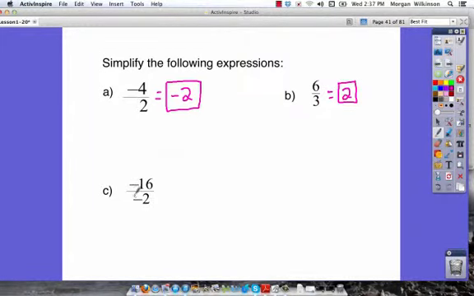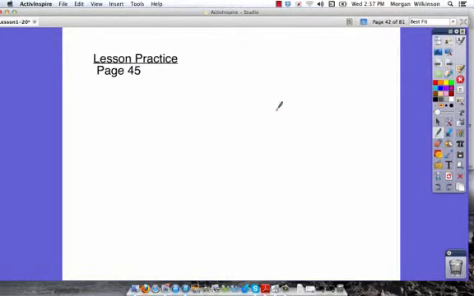And then we've got a negative divided by a negative, so we've got the opposite of a negative, which must be a positive. So 16 divided by 2 is going to be the same thing as negative 16 divided by negative 2. That must be positive 8. Now, these rules, we need to practice them to make sure we know when our answers are negative and when our answers are positive. Lesson practice is on page 45. That was a quick lesson.